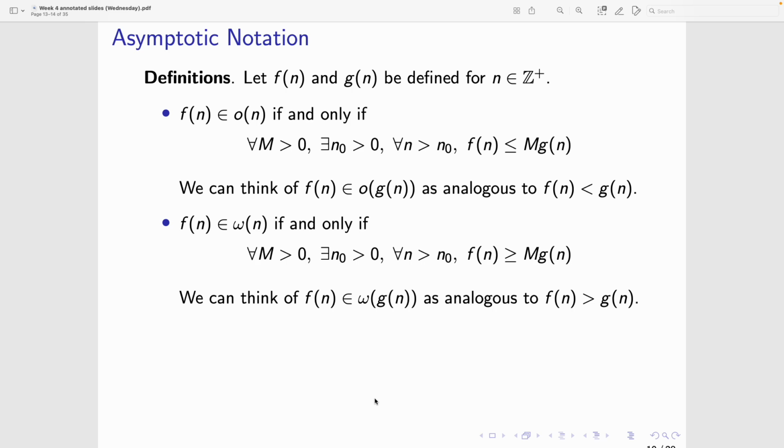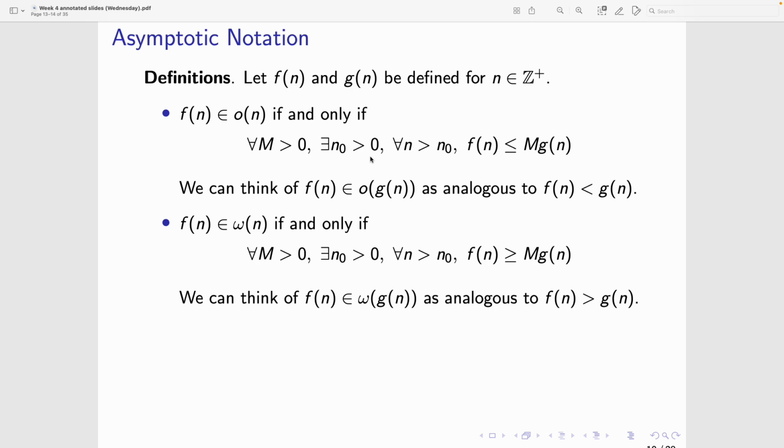Little o means that f of n grows way slower than g of n. Now, in terms of the definition, it's pretty much identical to big O, except for one quantifier being changed. Instead of there exists an m greater than 0, it's for all m greater than 0. The rest is identical. There exists an n naught such that for all n greater than n naught, f of n is less than or equal to m times g of n.